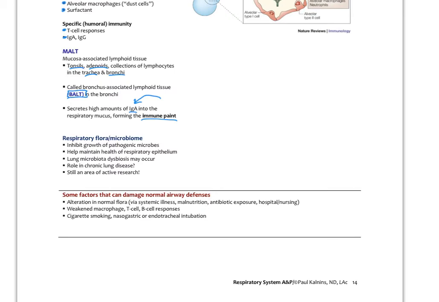So we know that different things can damage the normal flora, so different systemic illnesses, malnutrition, antibiotics is a big one, being in hospitals, nursing homes, but then weakened T cell, B cell responses, different things specifically like cigarette smoking, and then any sort of intubation are going to weaken those defenses. But I find the neuroendocrine system is probably the most important. So again, looking at stress hormones, melatonin, interestingly, is important for maintaining normal respiratory health, and so poor sleep could be a problem. We know that thyroid issues can contribute to poor lung immunity, hypothyroidism.